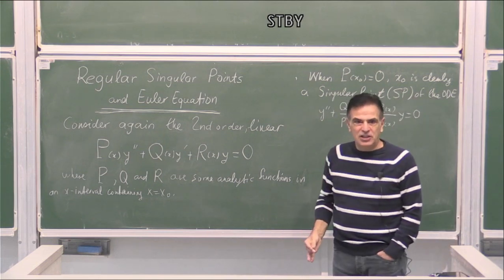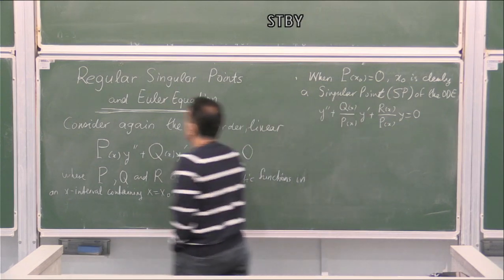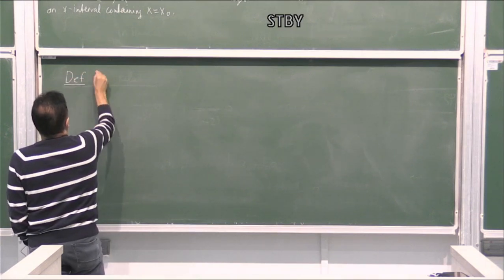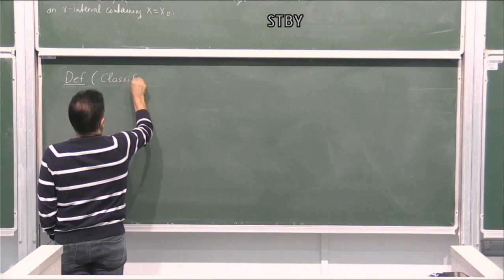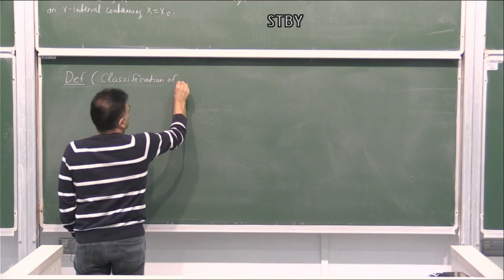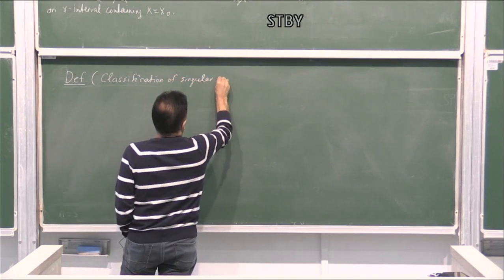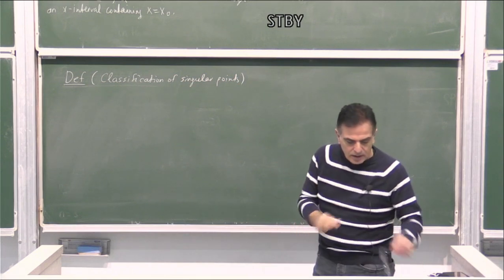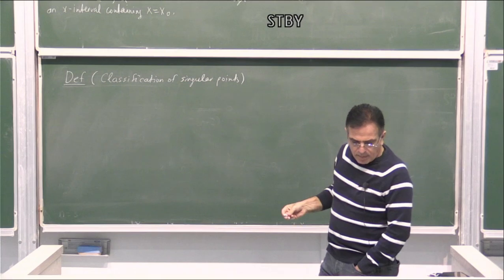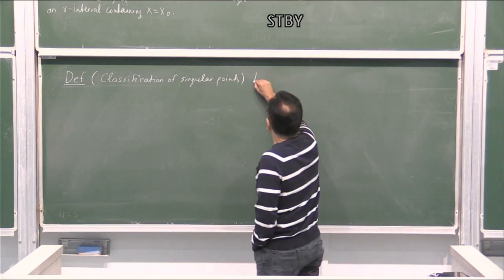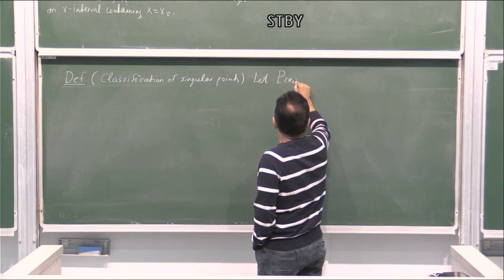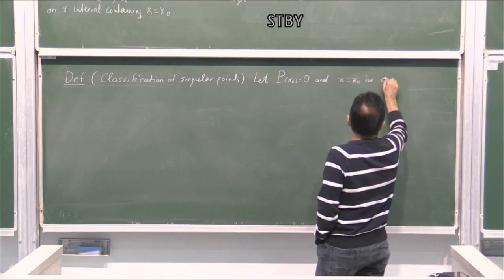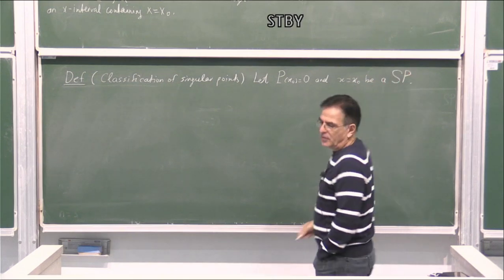Now we give a classification for these singular points. Okay? Now, here is a definition. Classification of singular points. So with the same assumptions, assume that, or let P of x0 be 0 and x equal to x0 be a singular point of the ODE.